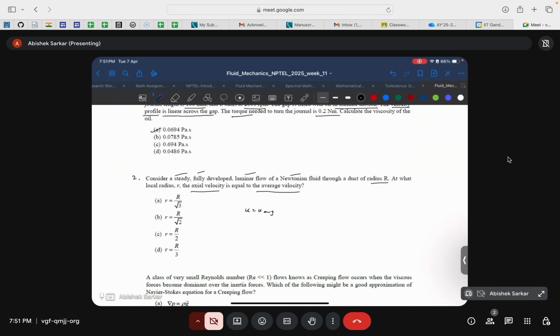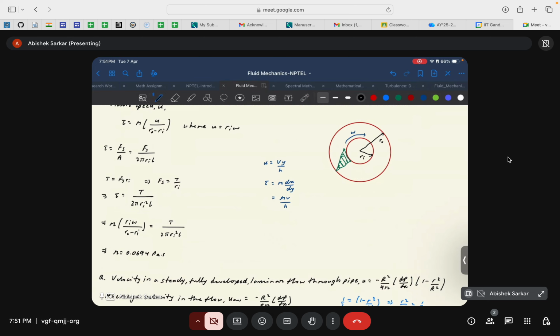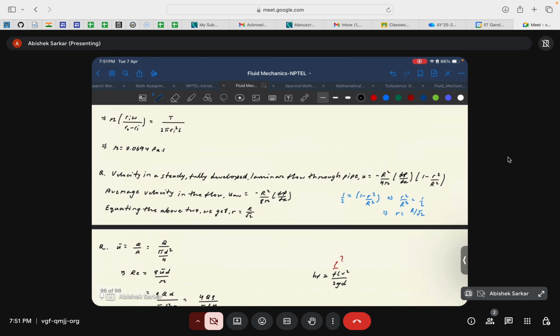Again, it's very simple. You need to substitute the value of the velocity profile of u in this equation. So we know that the velocity profile for flow through a pipe is given by u is equal to minus R square by 4 mu dp by dx times 1 minus r square by R square.